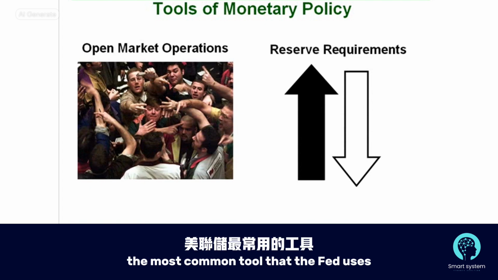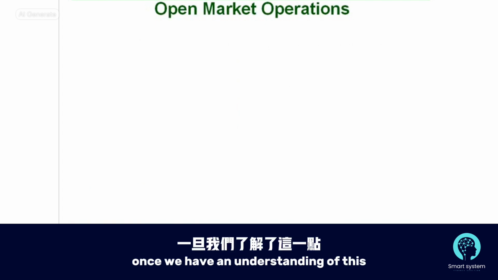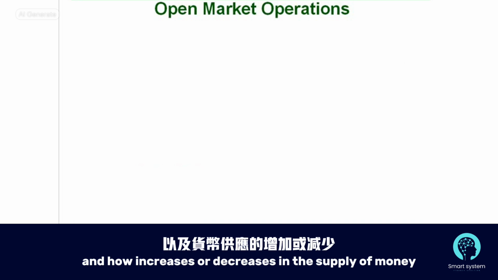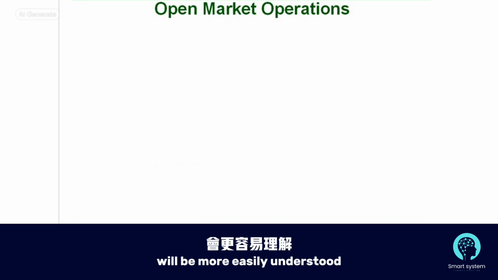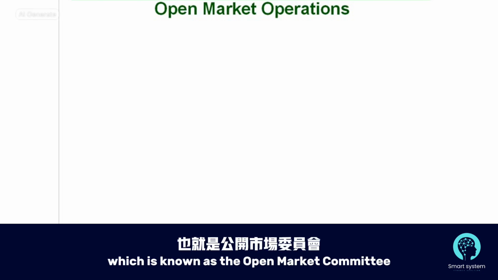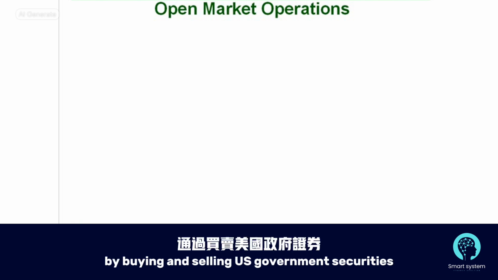The most common tool that the Fed uses, and therefore the one which we will cover, is open market operations. Once we have an understanding of this, and how increases or decreases in the supply of money affect demand and prices, the other two, less commonly used tools will be more easily understood. The Fed increases and decreases the supply of money by buying and selling US government securities through something known as the Open Market Committee.